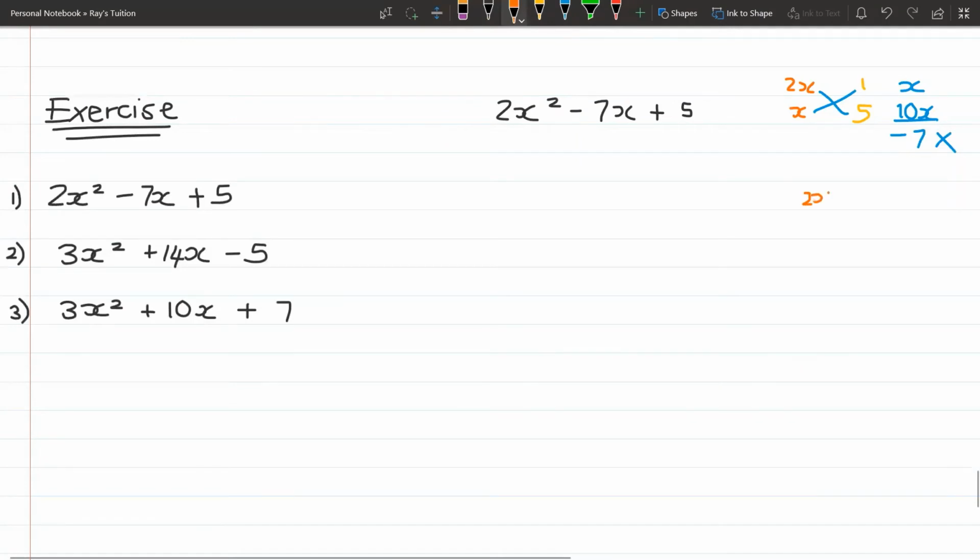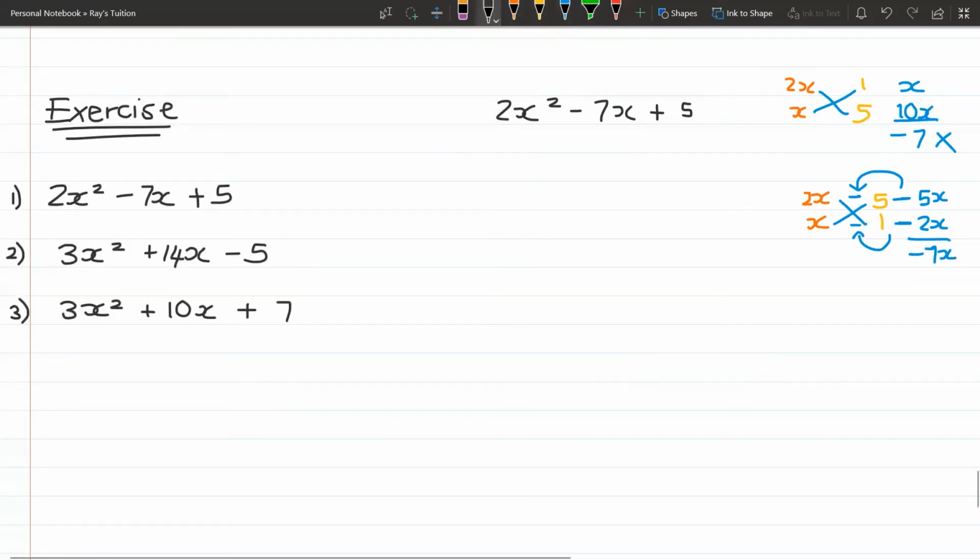What we can do is try swapping it around. So again, I'm going to leave 2x and x the same, and I'm going to swap around the 5. So I'm going to write 5 and 1. Then I'm going to cross multiply. So that is 5x, and this here is 2x. And I want to know, can I get minus 7x? Yes, in this case I can. I can say minus 2 minus 5 will give me minus 7. So that minus goes there and that minus goes there.